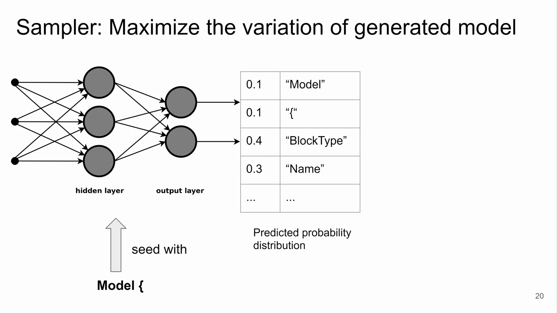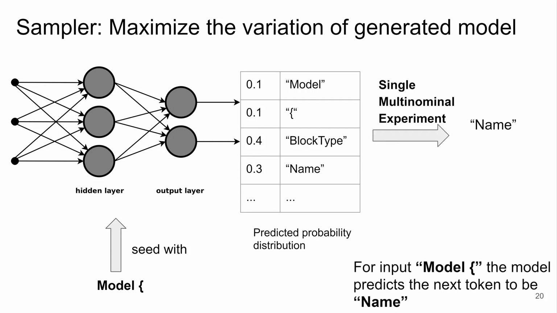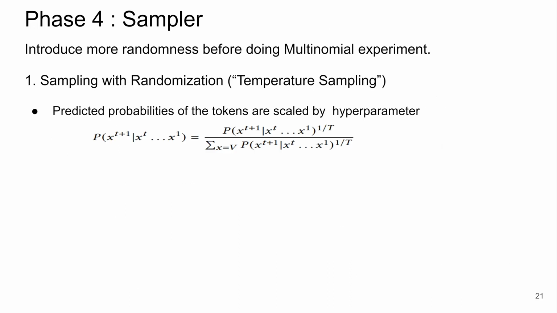To address this, we perform a single multinomial experiment on the predicted probability distribution, which randomly picks the token based on this distribution. To introduce even more randomness while preserving its closeness to what the neural network has actually learned, we modified the predicted probability distribution using 3 different sampling strategies before doing the multinomial experiment.